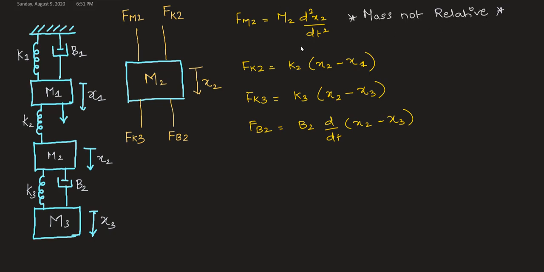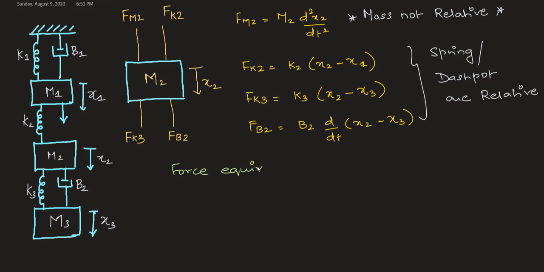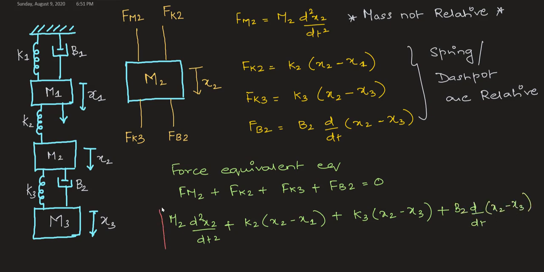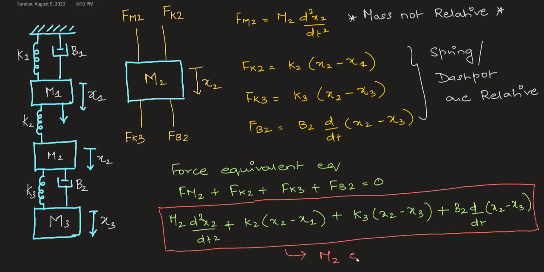So one thing I would like to point out is that your mass is never relative. Mass is always isolated. So that is like the opposite of relative. So that is why we call it an isolated mass, and M2 is never going to be relative. So don't make the mistake of doing relative displacement for the masses. So now I can write my force equivalent equation as Fm2 plus Fk2 plus Fk3 plus Fb2 equal to 0. This is the force equivalent equation for our mass M2.